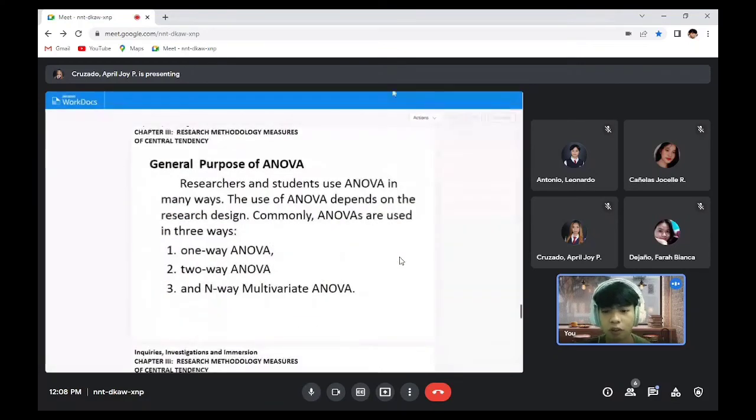General purpose of ANOVA. Researchers and students use ANOVA in many ways. The use of ANOVA depends on research design. Commonly, ANOVA is used in three ways. First is one-way ANOVA, second, two-way ANOVA, third, n-way multivariate ANOVA.